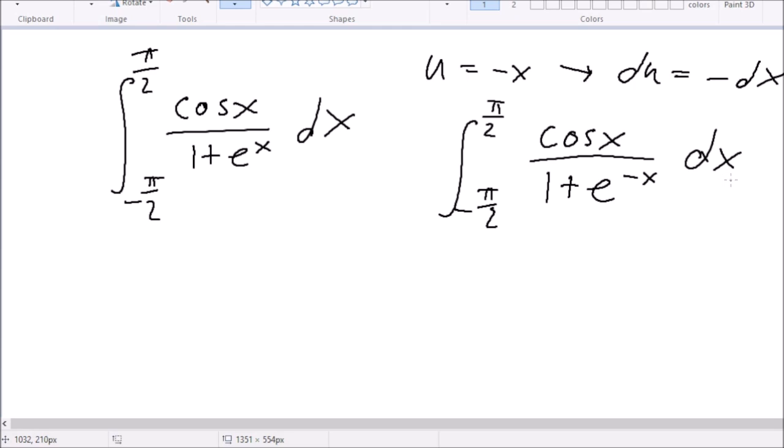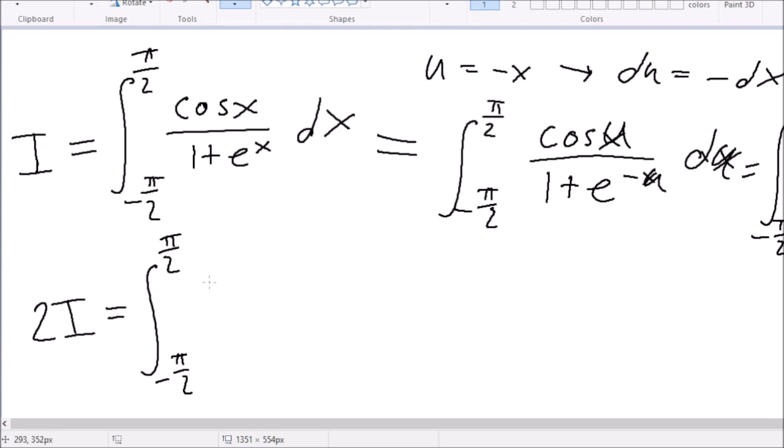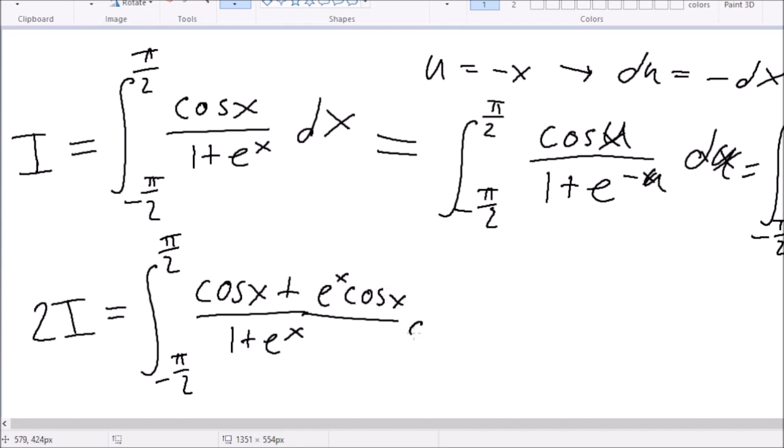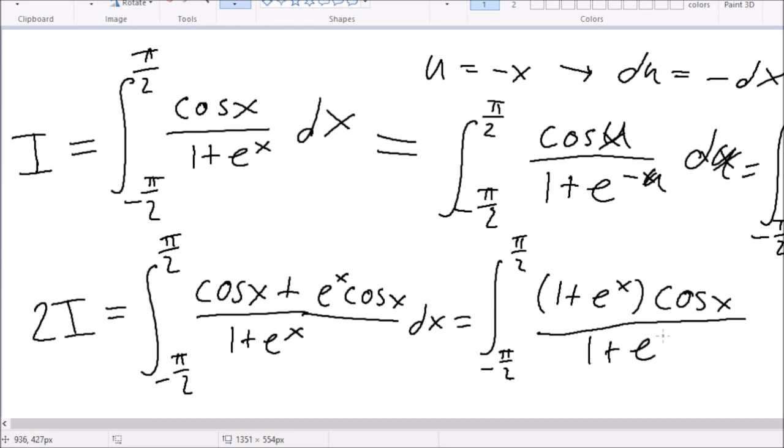Okay, so now this is equal, and so we get cosine of x. I'm just going to go like this. Plus, and then this here, e to the x cosine of x, same denominator. And would you look at this? Oh, I guess I could just go like that. So this is e to the x plus 1. Or, you know what, let me write it nicely: 1 plus e to the x. So I factor out the cosine of x, right? And this gets canceled. We have dx.